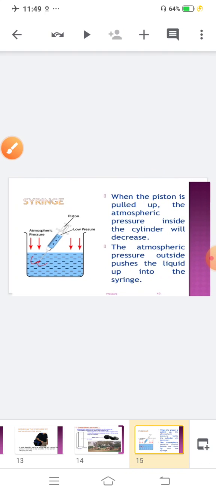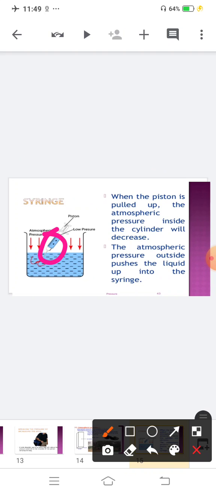Now, the syringe. When the piston is pulled up, the air pressure inside the cylinder decreases, and the atmospheric pressure outside pushes the liquid up into the syringe. The pressure inside the syringe is low compared to the atmospheric pressure present outside. If you pull the syringe, what will happen? The pressure inside the cylinder will become less, and because of that the liquid will come up. Clear?